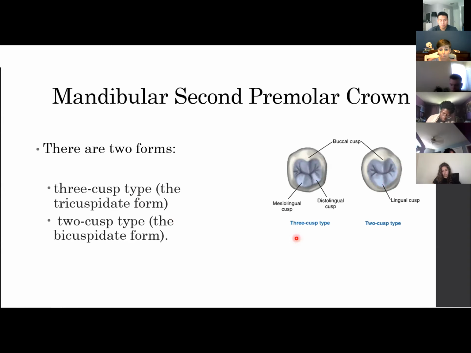I'll tell you a little. My first premolars have two cusps on the back. It has a groove down the middle, whereas my second does not. So they didn't put that in the book.